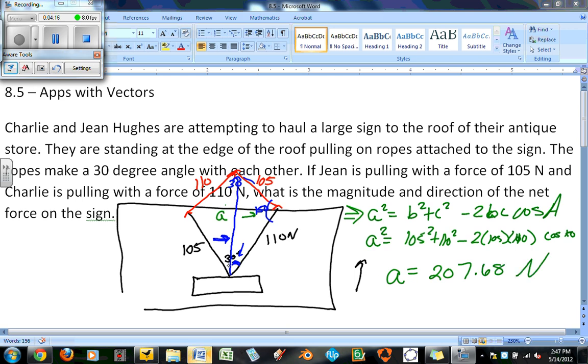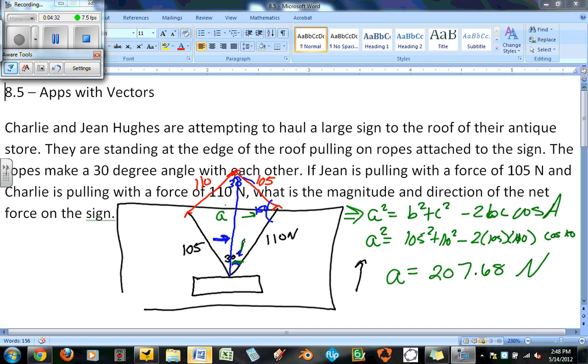So this thing is getting pulled this direction with 207.68 newtons, all right? So we also want to know this angle, in which we do it, all right? So now all of a sudden we know this side, and we know this angle.